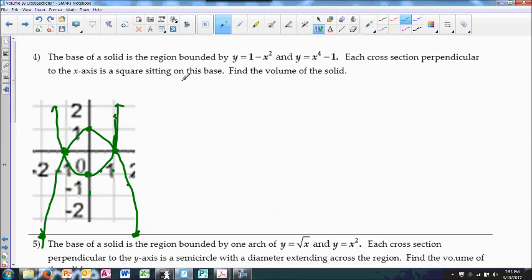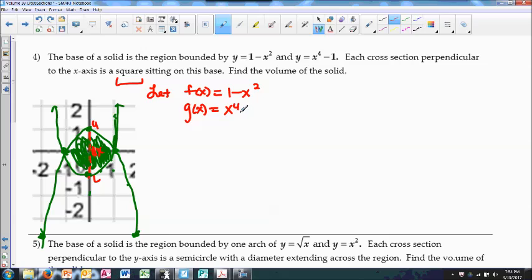Cross sections, it says, for our area. So we have our area here. Perpendicular to the x-axis means the length of the base is upper minus lower dx. So squares. Squares means that we have our areas just side times side. So let's say we're going to let f of x equal 1 minus x squared. G of x equal x to the 4th minus 1.